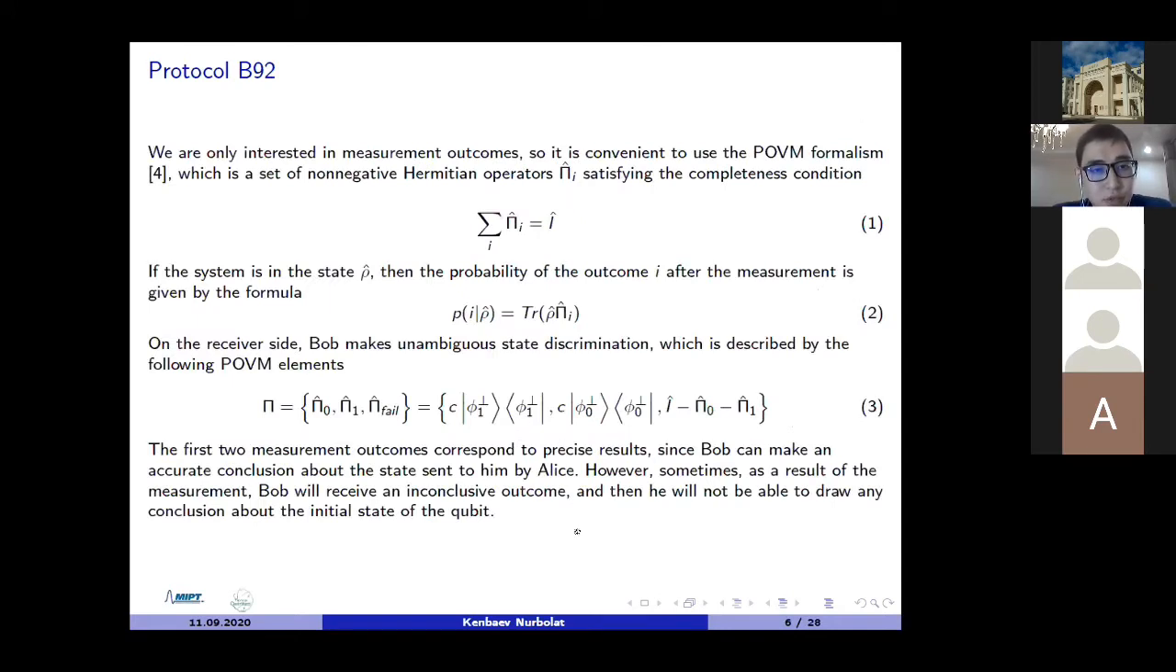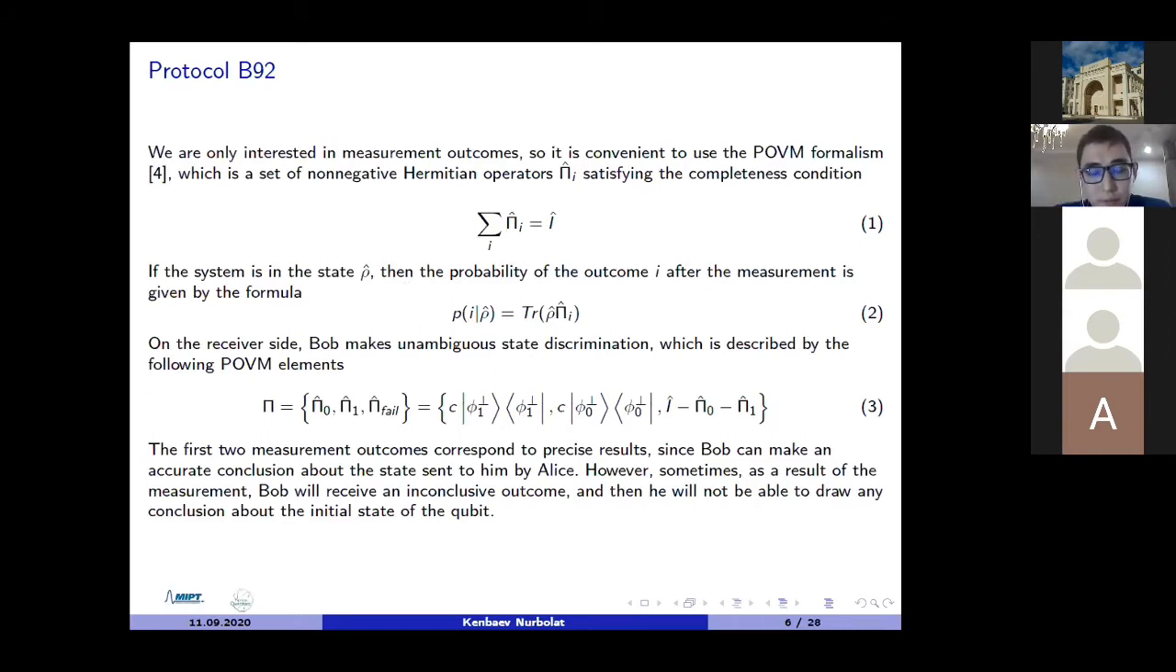Here it is important to note that we are only interested in the measurement outcomes, and we are not interested in which states we will have after the measurement. So it is convenient to use POVM formalism, which is a set of Hermitian operators that are non-negative and satisfy the completeness condition. If the system is prepared in the state ρ, then the probability of the outcome i after the measurement is given by this formula.